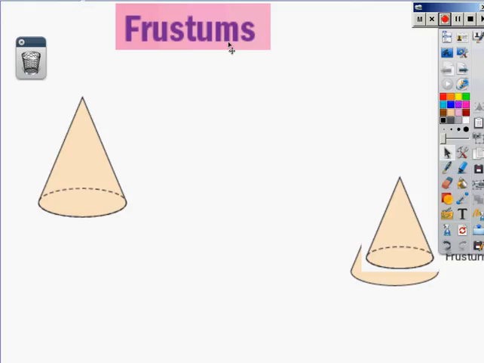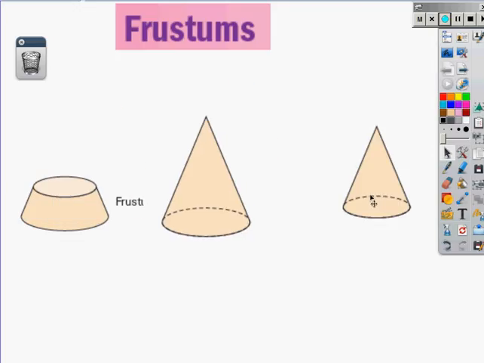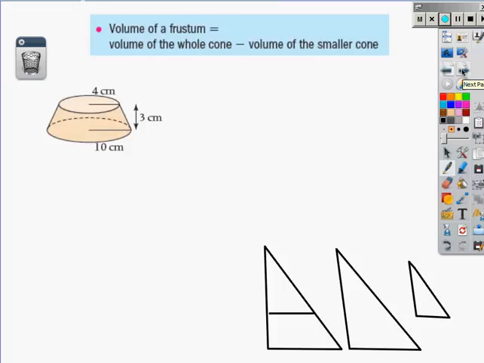Well, a frustum is when we take a cone and we take a slice out of that cone and we're left with the section at the bottom. So there's my frustum. So how would you find out the volume of this shape? Well, we know that the volume of it is equal to the big cone minus the small cone. So the volume of a frustum is equal to the volume of the big cone minus the volume of the small cone. Now you have to remember this formula, but we'll keep it up at the top there for now.